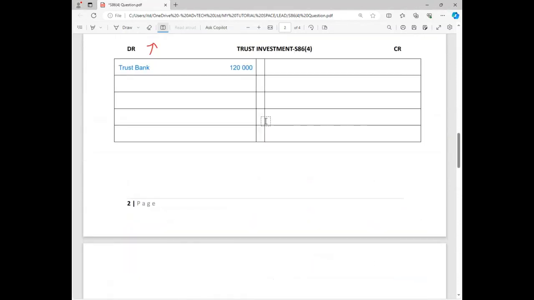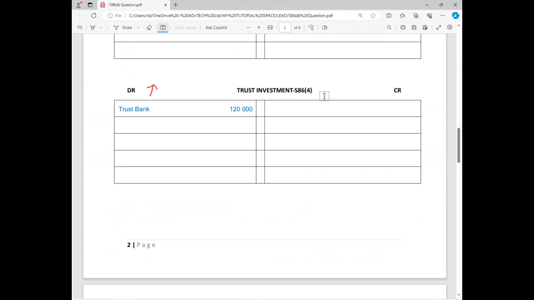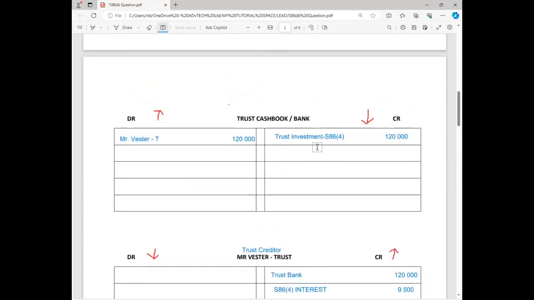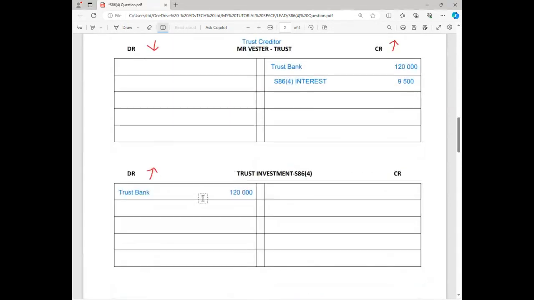After doing that, we need to make sure that, remember, this trust investment has matured. So if it matures, obviously it means it must come back to what? It must come back to the trust bank account. So we must close this trust investment. We must come to the opposite side to show that we are closing this investment because this investment has matured. So I will just put it on the credit side to show that the investment has been closed.